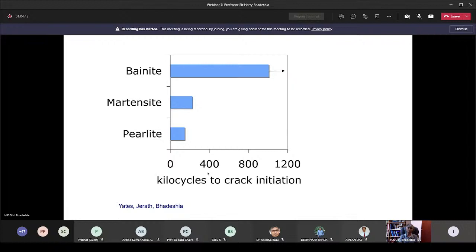So this is your normal bainitic steel, and I'm showing you the kilocycles to crack initiation due to rolling contact fatigue. This is a martensitic rail, and this is a new carbide-free bainitic rail, where we stop the test after a while because it's really quite expensive.